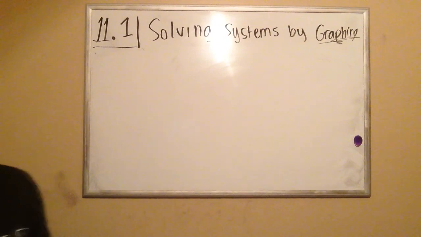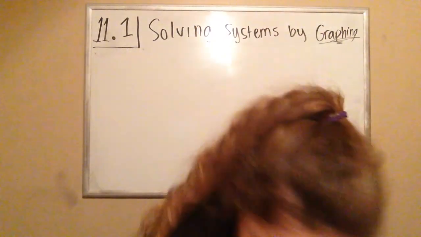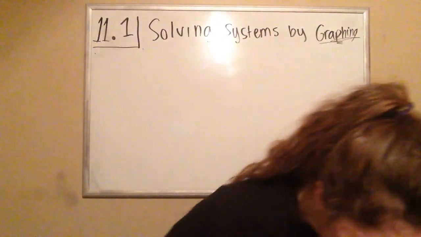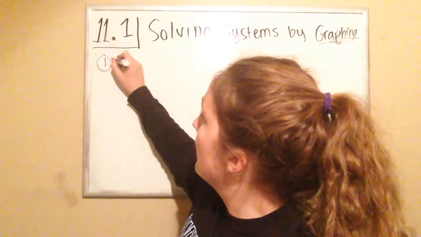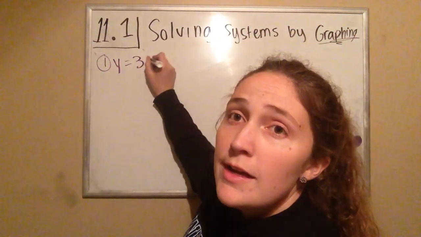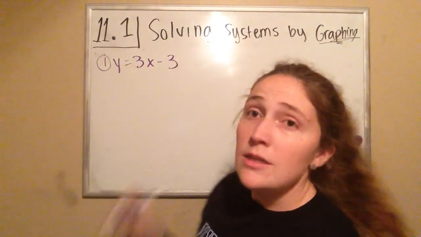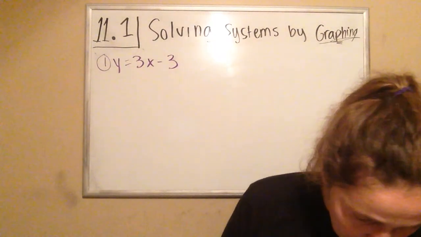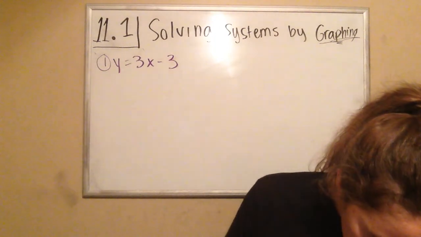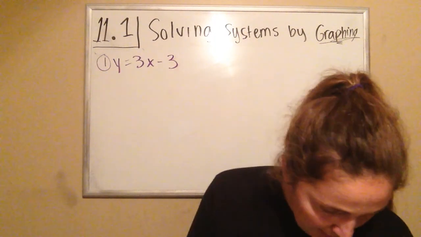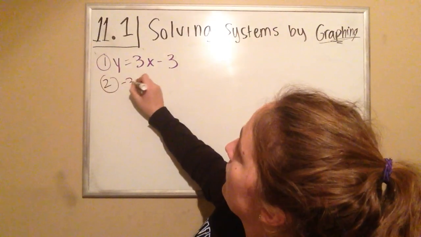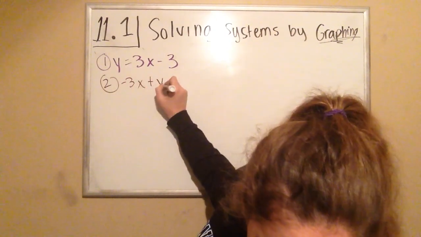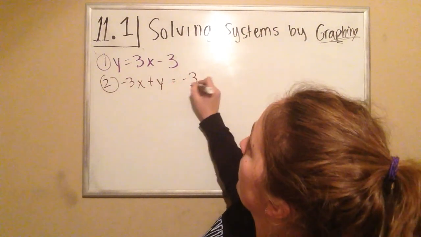Okay. 2 equations. y equals 3x minus 3. So far, it is just an equation. It's not a system yet. We need 2 equations to be a system. So our next line, so that we can make it a system, is negative 3x plus y equals negative 3.